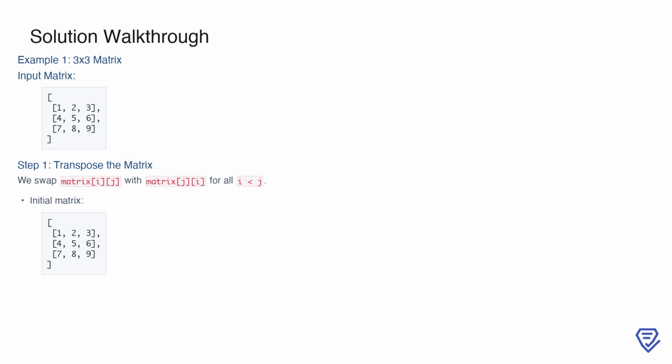Here, we're looking at a 3x3 matrix as our input example. To rotate this matrix 90 degrees clockwise, the first step is to transpose it. Transposing means swapping the element at matrix[i][j] with the one at matrix[j][i], but only for indices where i is less than j. The initial matrix is shown, and we'll start applying these swaps systematically.